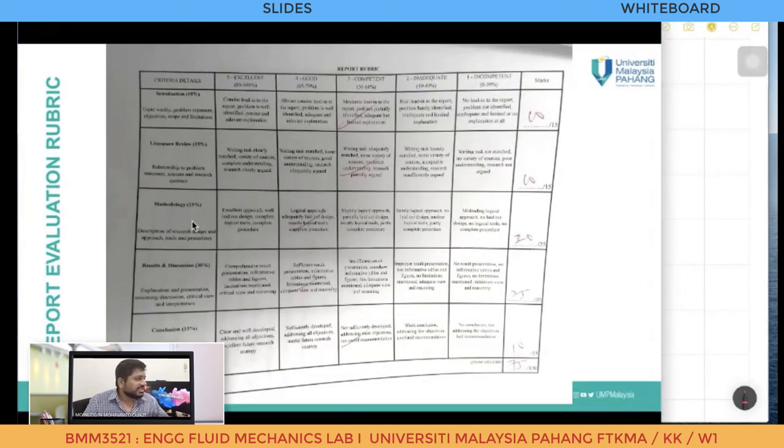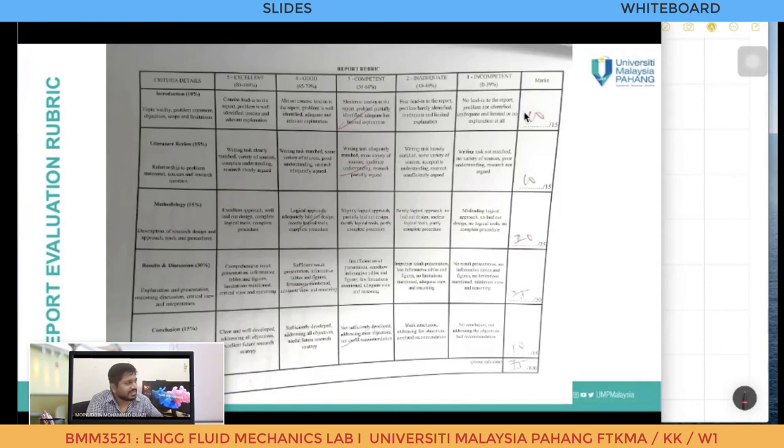Then methodology: you should explain it well based on what the JP is saying. Result and discussion should have comprehensive result presentation, with informative tables and figures. Critical view and reasoning should be given. A lot of calculation should be done as well. The conclusion should be clear and well defined. So this is the marks for conclusion, and this is an example.